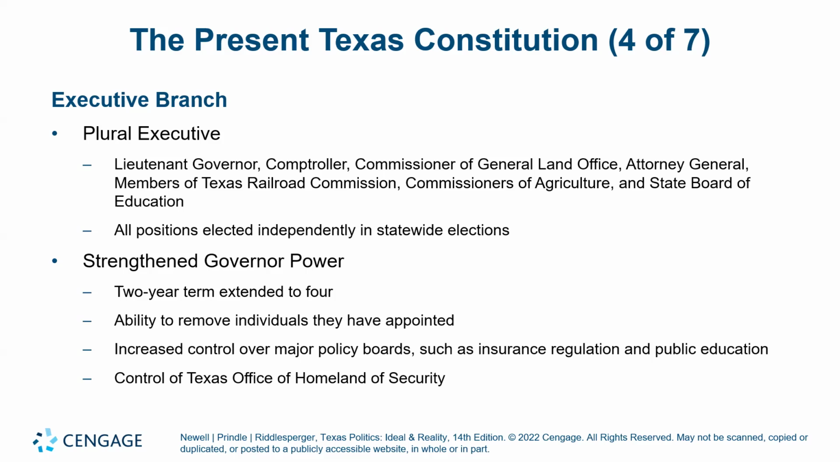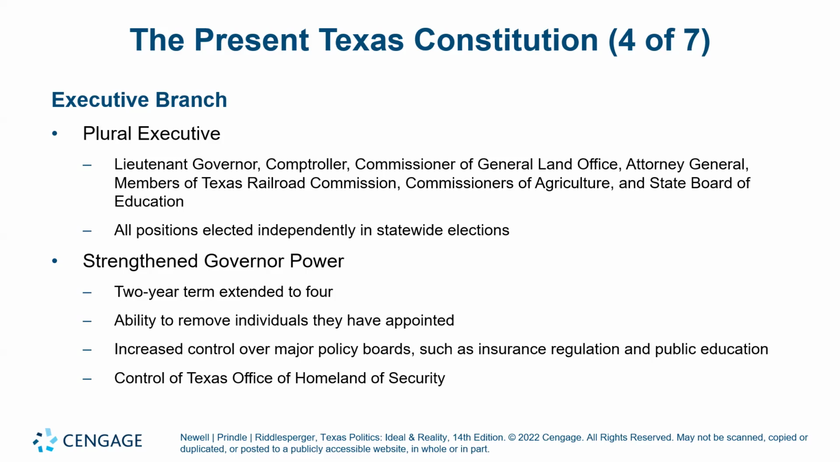And of course, as I mentioned, the State Board of Education, which oversees K through 12 education within the state. Now, there is another board that oversees higher education, which is called the Texas Higher Education Coordinating Board, but that is not an elected board.